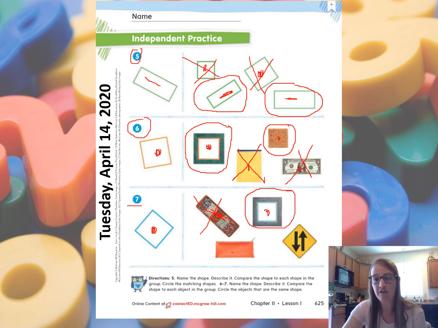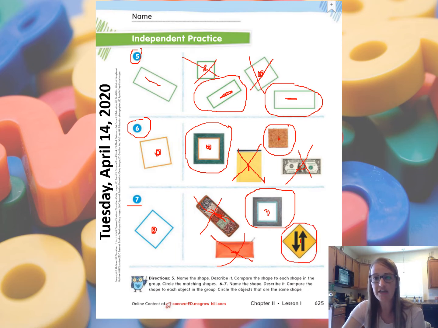How about the little zipper pouch down here? Is this a square? Nope, it's a rectangle. And the last one, the sign. Is this a rectangle or a square? It's a square. I got confused on that question. Sorry about that. But it's a square. All right, good job, guys.